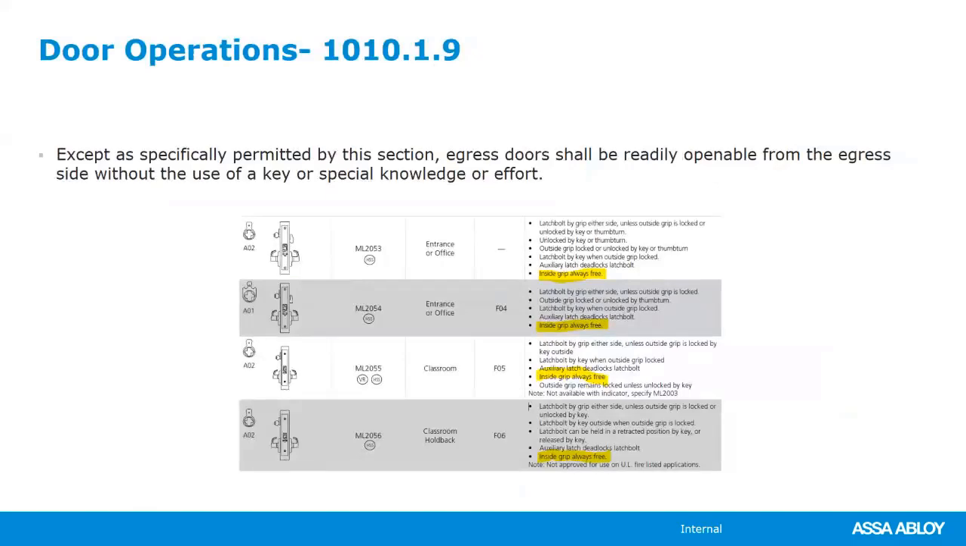The code requires, unless specifically permitted, free egress with 1 motion, and delayed egress falls under the category of special locking arrangements. It is locking the door from the egress side. It does have special knowledge or special effort. So out of the box, delayed egress needs to be permitted by your occupancy type and based on the number of people that are there.